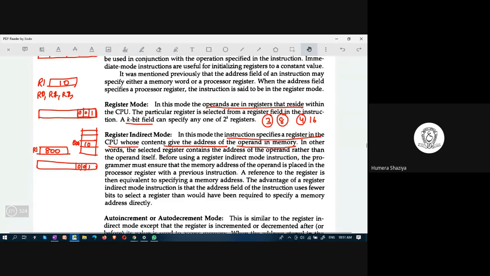Is this clear? In register indirect mode, the register bits contain the address of the memory. Within the register, you have the address of the memory where the operand is stored.